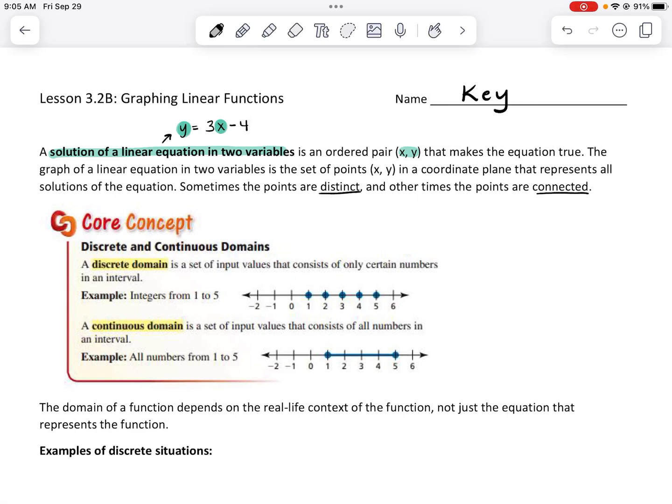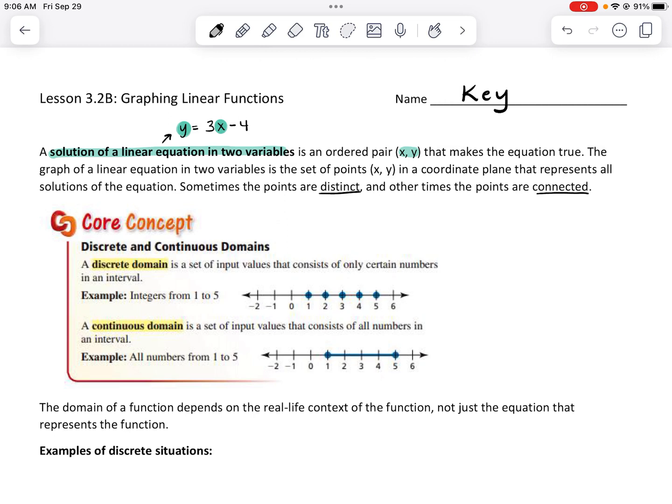Right, you guys, this is your video for 3.2 part B, and it's about graphing linear functions. Just a reminder, a linear function has two variables. It could look something like y equals 3x minus 4, and when you have two variables in an equation, the answer is an ordered pair, x and y, that makes it true. So instead of solving for one variable, we solve for a set of two variables, and that represents where the solution can be true. When we do this, sometimes there are distinct points and other times they're connected.